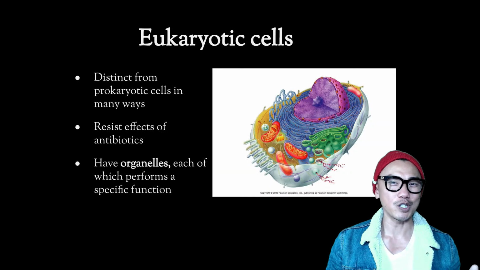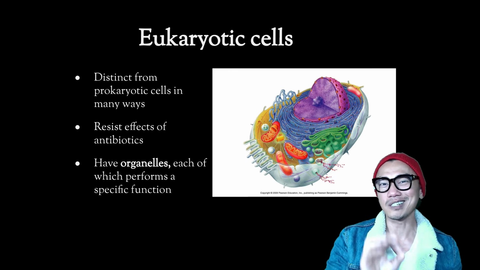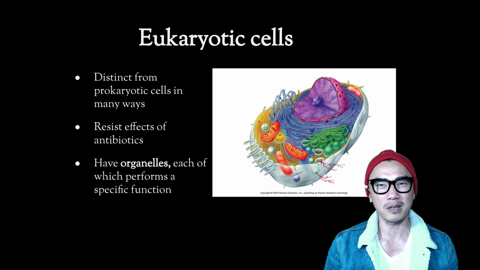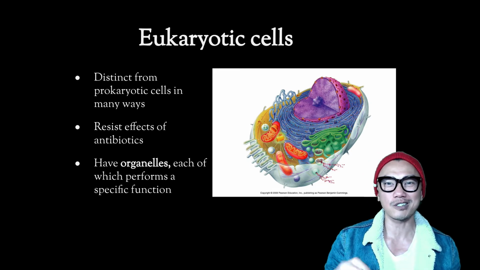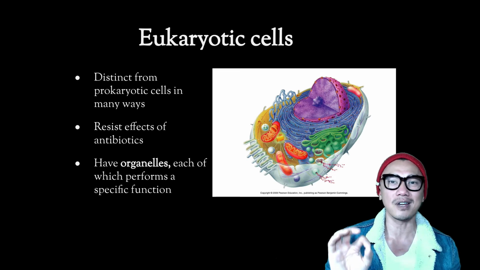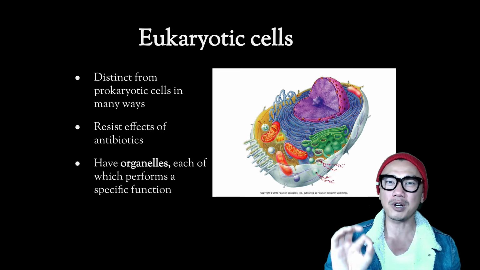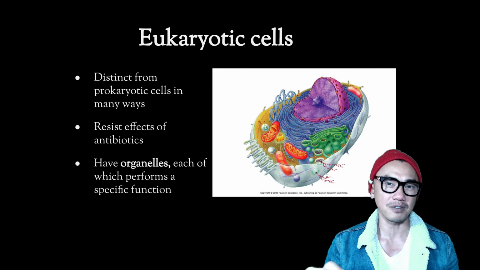Let's turn our attention to eukaryotic cells. Eukaryotic cells are distinct and different from prokaryotic cells in many ways. Because of these differences, eukaryotic cells can resist the effects of antibiotics. Eukaryotic cells have membrane-bound organelles, each of which performs a specific function.